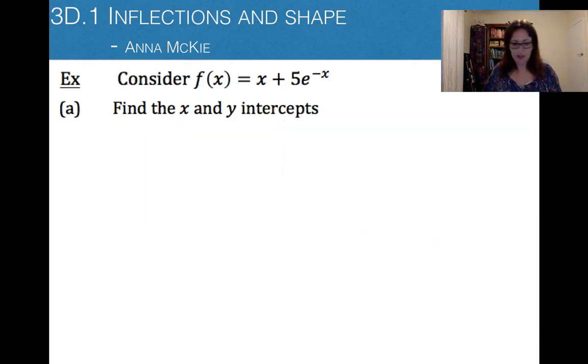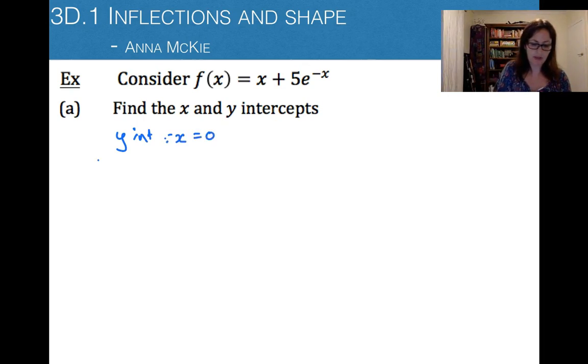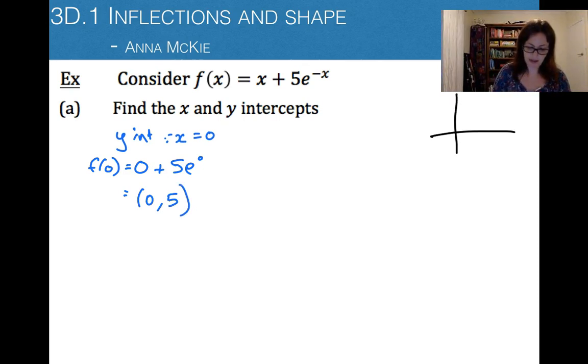Okay, a couple more. So considering an exponential one this time. Find the x and y intercepts. So just a few things to point out here. If we have our y-intercept, we've got x is equal to 0. So substituting in 0 here, we get 0 plus 5e to the power of 0, which is 1. So we get 0, 5. Graph this to see what it looks like as well. How many intercepts are you expecting?